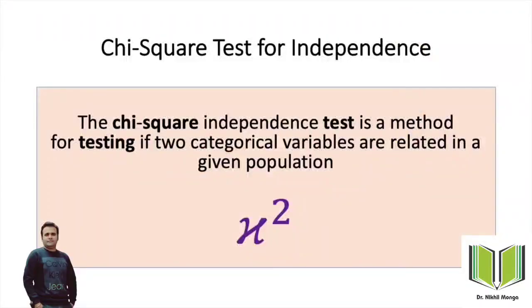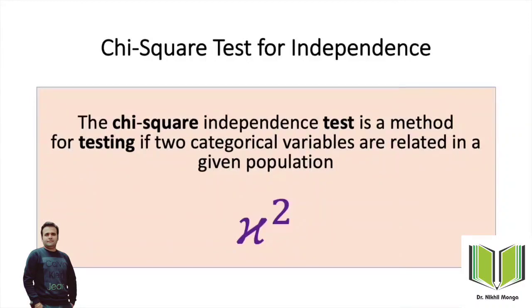I am Dr. Nikhil Monga, and today I am going to explain to you how to do the computation of the chi-square test in Excel. So let's see how we can do it. So, the chi-square test for independence. The chi-square independence test is a method for testing if two categorical variables are related in a given population.